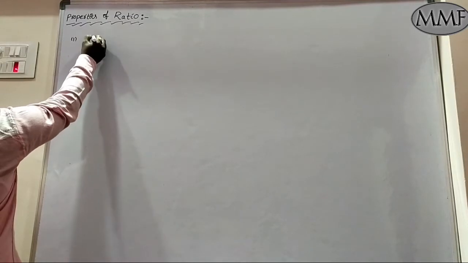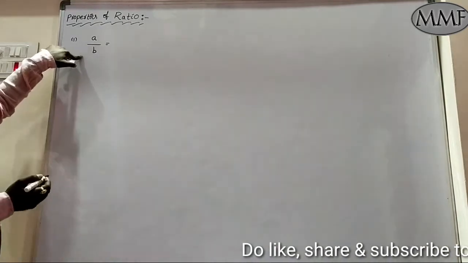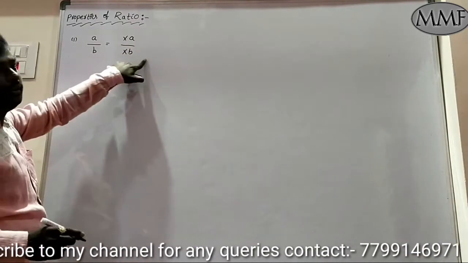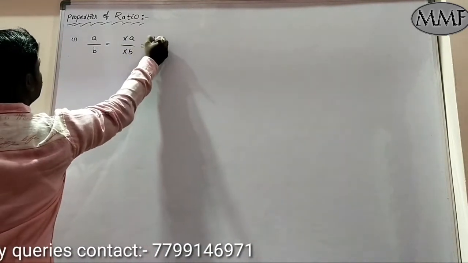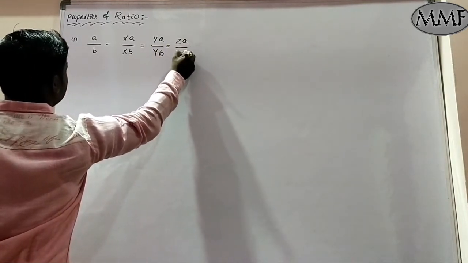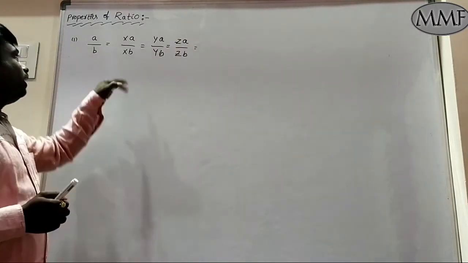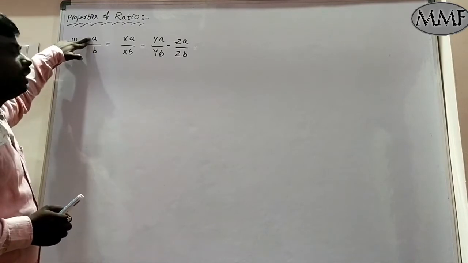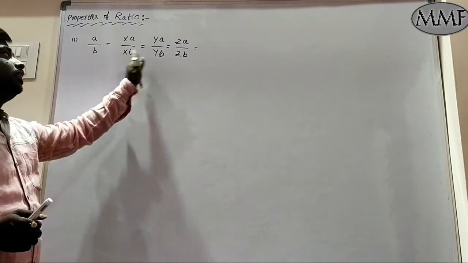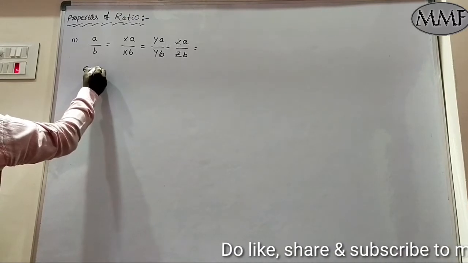First property: any ratio is A by B. If this ratio is multiplied by a constant, like XA by XB, then again the answer will be A by B. Or YA by YB, or ZA by ZB, then the answer becomes finally what here? A by B. Means if the numerator and the denominator are multiplied by a constant, there is no change in the resultant ratio. For example, see here.